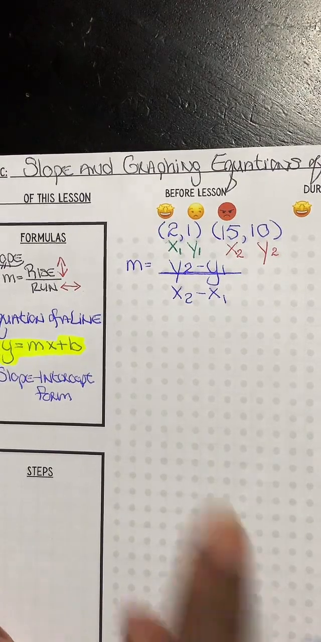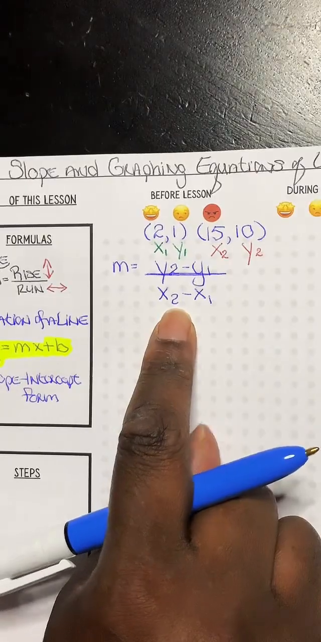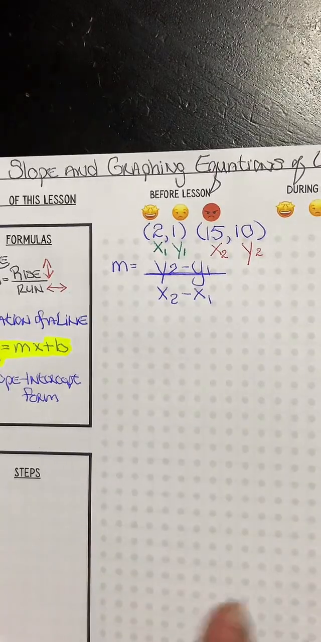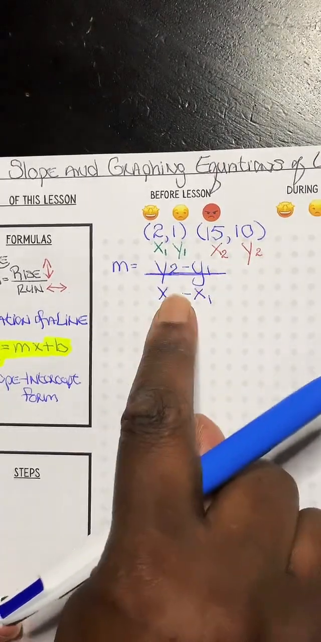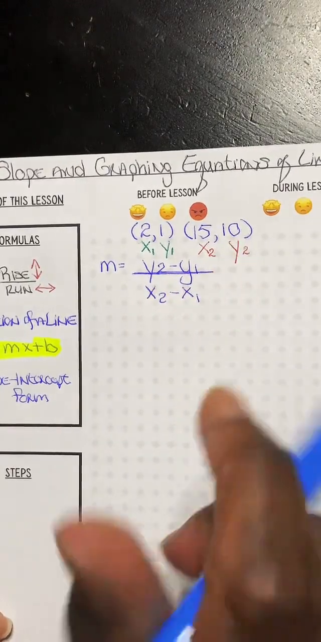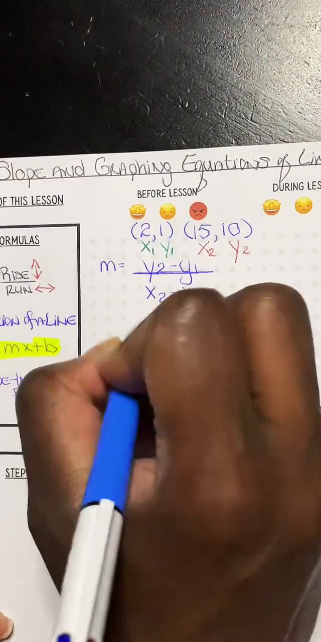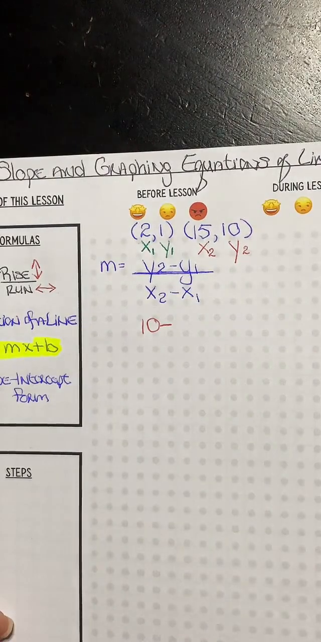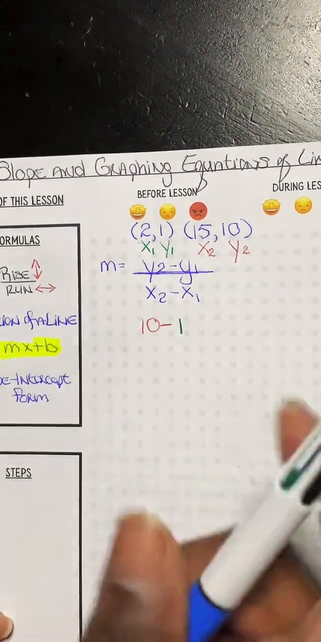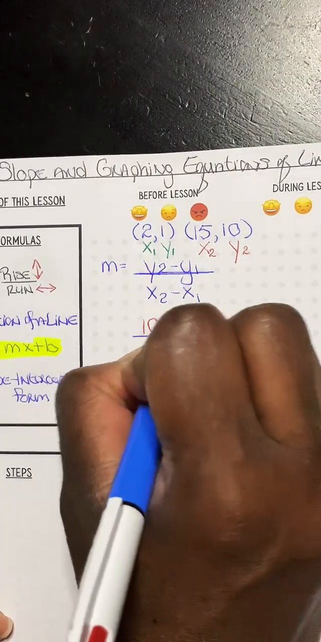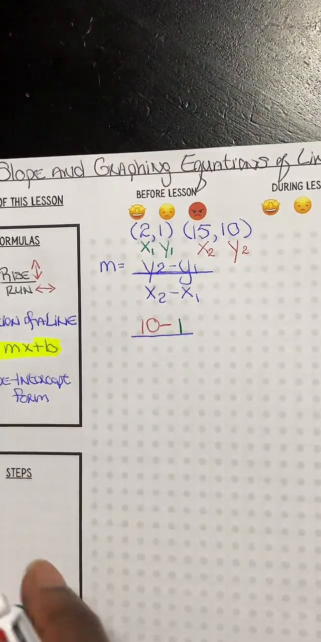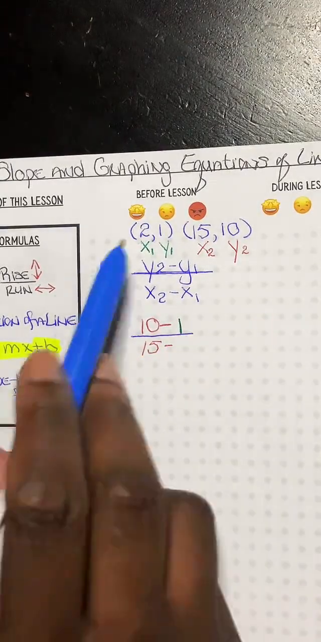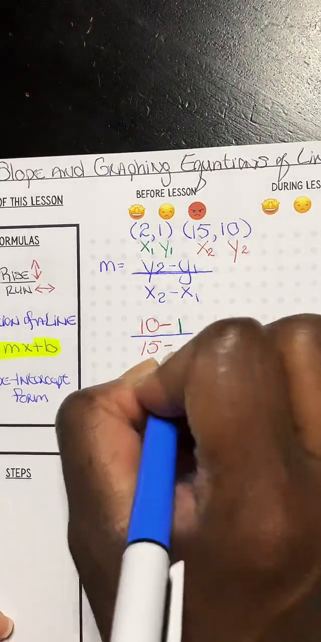All right, so now all we're doing is substituting, okay? So I'm going to show you how to find slope in 2 ways. So what we're doing is we're taking our y sub 2. Our y sub 2 is our 10, minus our y sub 1. Our y sub 1 is 1, over my x sub 2, which is 15, minus my x sub 1, which is 2.